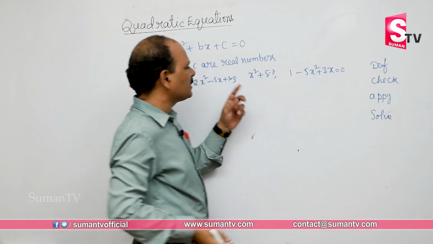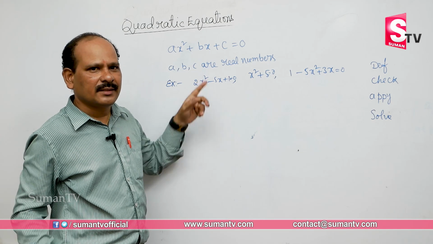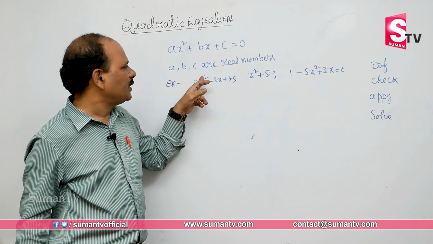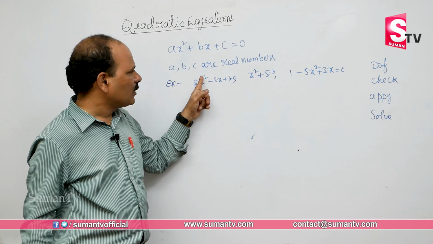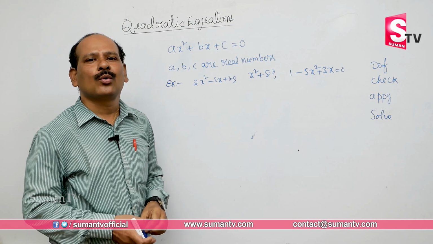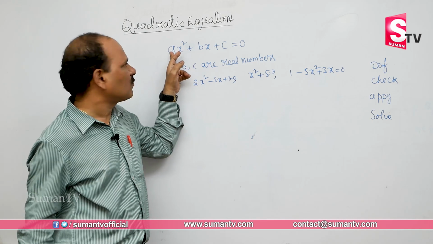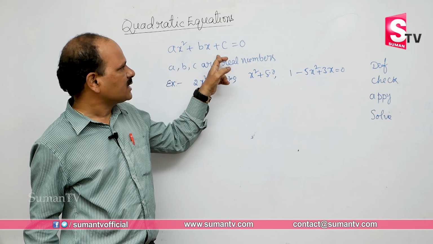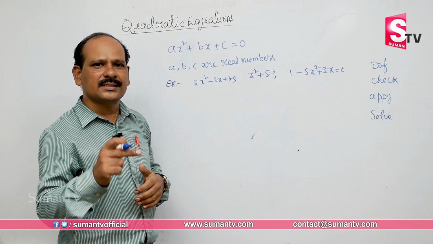These are all quadratic. Why? Because the degree is the highest power. Whenever an equation has degree 2, that equation is called a quadratic equation. Simply, when you have the highest power as 2, we can say the equation belongs to quadratic equations. Once again, every quadratic equation is in the form ax square plus bx plus c is equal to 0 when we write the powers in descending order.